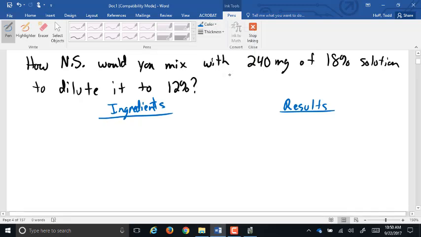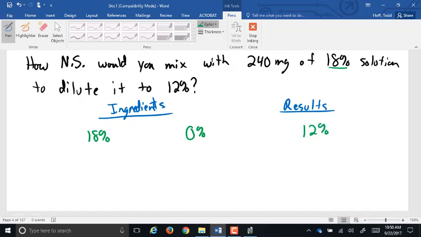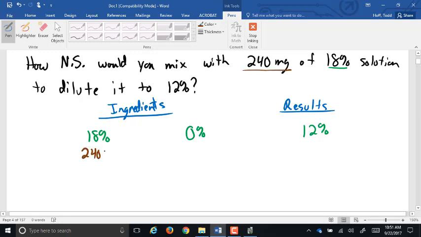Here's a little bit trickier to find the ingredients. We have the 18%, but what are we mixing with it? Nothing, 0%. That normal saline or sterile water has no medical value, so it's a 0% concentration. And we're trying to get a result that is 12%. What amounts do we have? 240 of the 18. It's always easiest if the variable is the amount of one of the ingredients. So we're going to put X there as the amount of the 0%. So then the amount of the 12% is 240 plus X or X plus 240, either one.